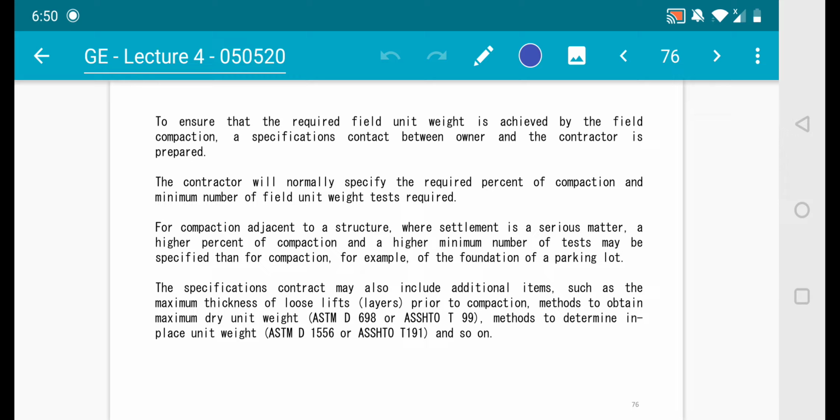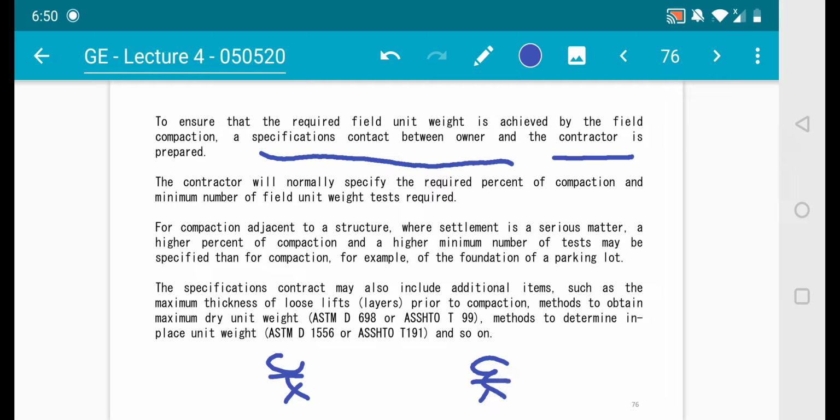To ensure that the required field unit weight is achieved by the field compaction, a specification contract between owner and the contractor is prepared. Now you're talking about an owner and also the contractor doing that compaction test. The contractor will normally specify the required percent of compaction and maximum number of field unit weight tests required. Let's say I want 100%.